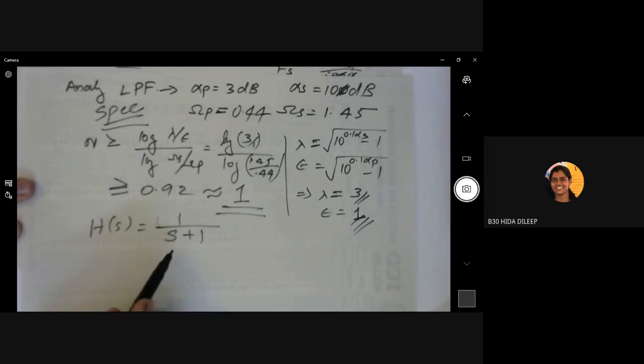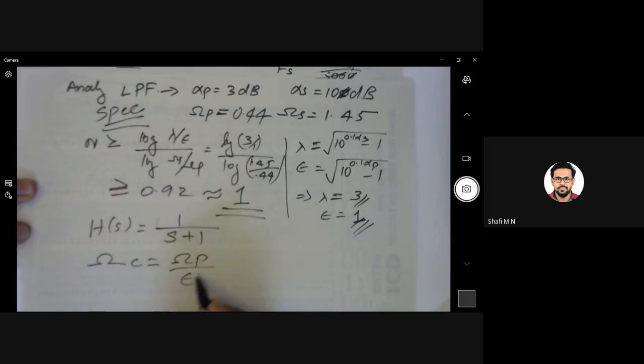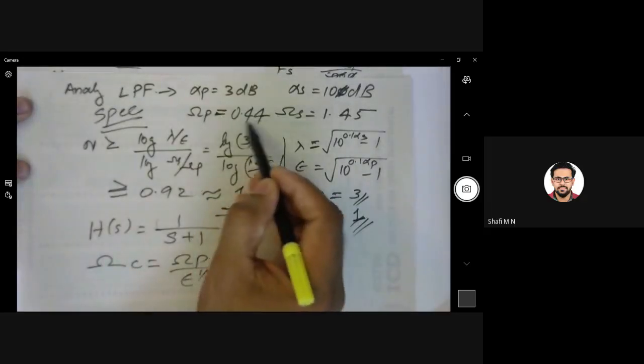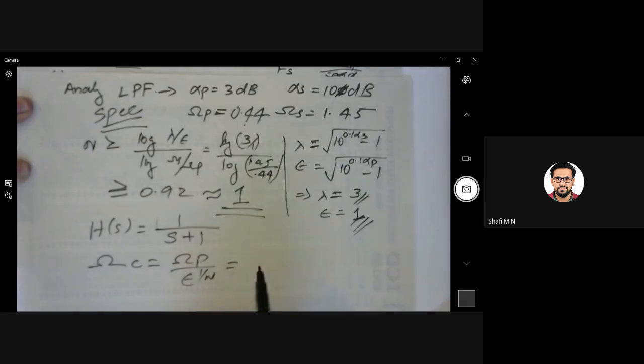High pass. To do that, you need your cutoff frequency. So cutoff frequency is omega p by epsilon raised to 1 by n. Do remember this step. What omega p value can be substituted? 1.45. Omega p 0.44, but that is of your low pass filter. You have to do it for your high pass filter. So it is 1.45, right?